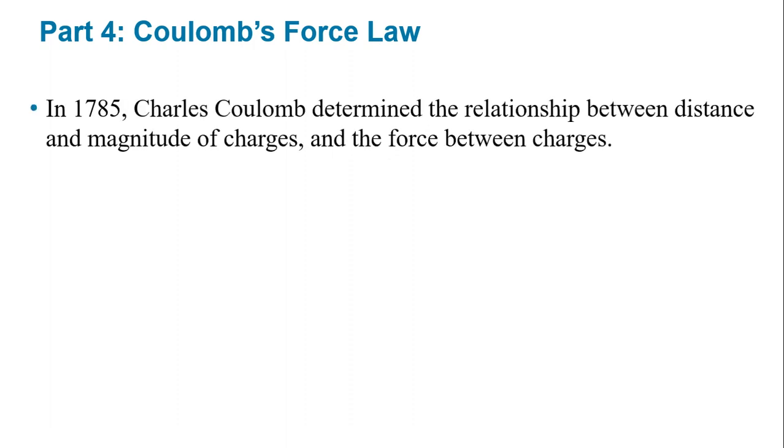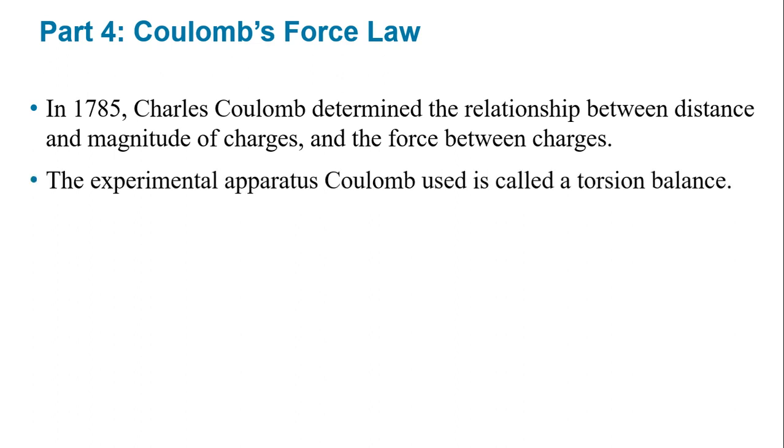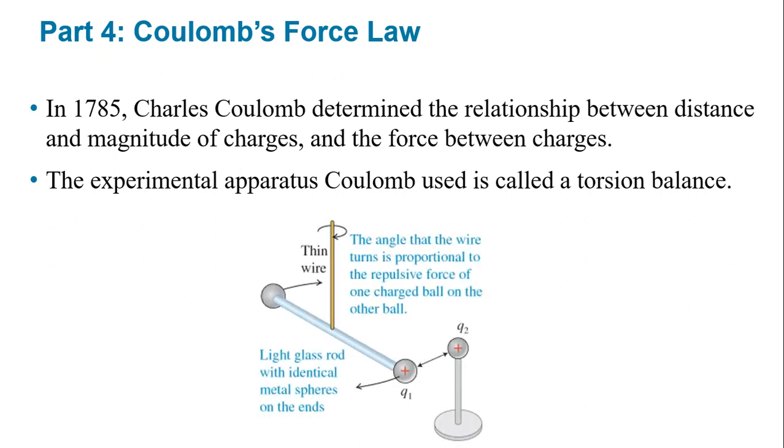In 1785, Charles Coulomb determined the relationship between distance, magnitude of charges, and the force. So we figured out Coulomb's force law. The experiment apparatus Coulomb used is called a torsion balance. So we've got this thin wire. The angle of the wire turns in proportion to the repulsion force. It's kind of like that thing we talked about in the other video. Light glass rod with identical metal spheres on its ends.